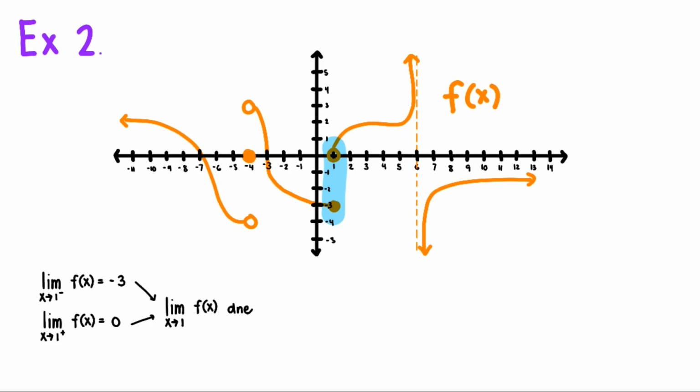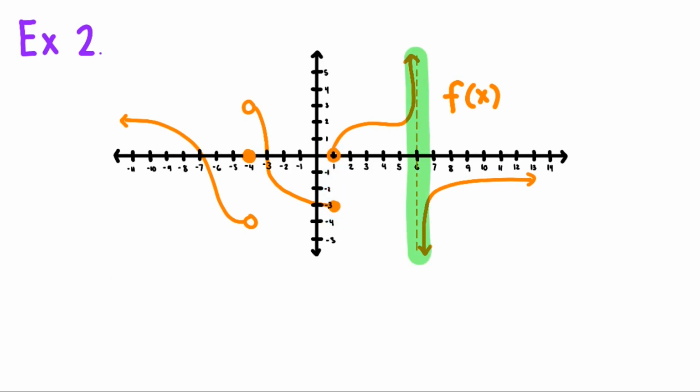So let's now move on to the last example, for this example number 2, to be exact. In here, what happens when x approaches 6 for this function? Observe that from the left, it goes beyond infinity, goes up. So infinity and beyond out here.